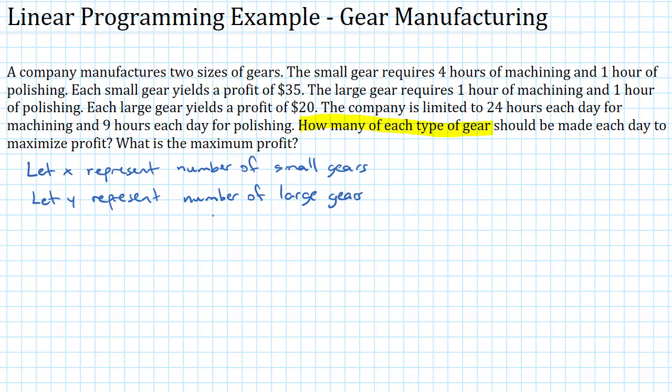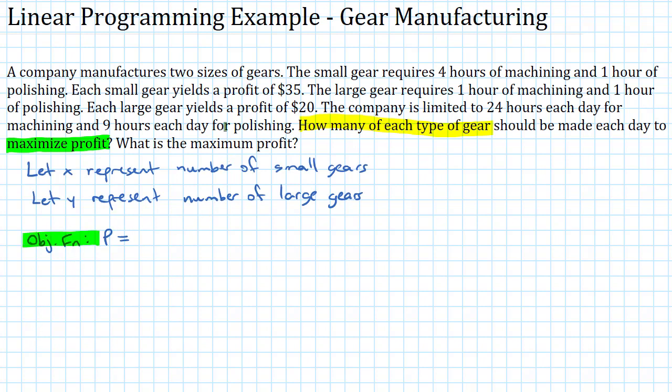Okay. The next thing we need to figure out is the objective function. The objective function is what we're trying to maximize. So in this case we want to maximize profit. So the objective function is going to be a profit function. So P equals, and we have to find a formula to calculate profit. So we want to maximize profit. That's going to give us our objective function.